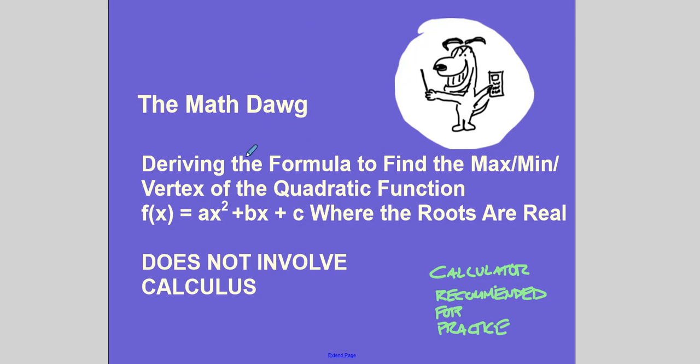This video is titled Deriving the Formula to Find the Max-Min Vertex or Vertex of the Quadratic Function f of x equals ax squared plus bx plus c, where we're only dealing with real roots. This does not involve calculus, where you could take the derivative of the function to find the max-min, and a calculator is recommended for the practice problem that I give at the end of the video.